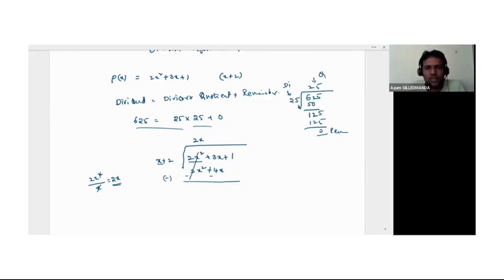Now, this is 3x minus 4x, that means minus x. And then I'll bring down the next value, that is plus 1, same like how we brought down this 5.